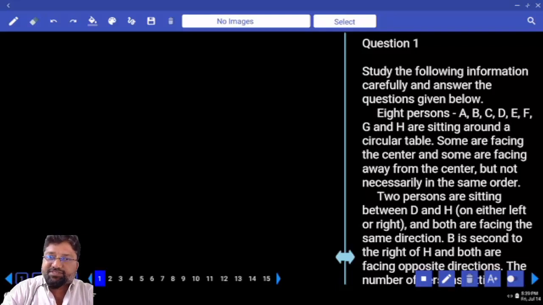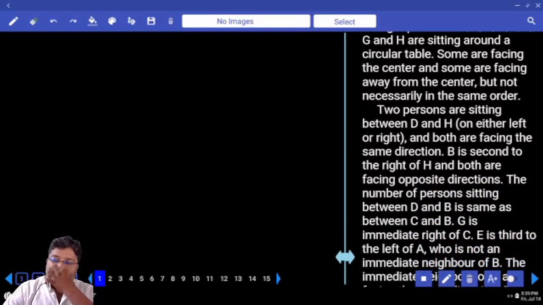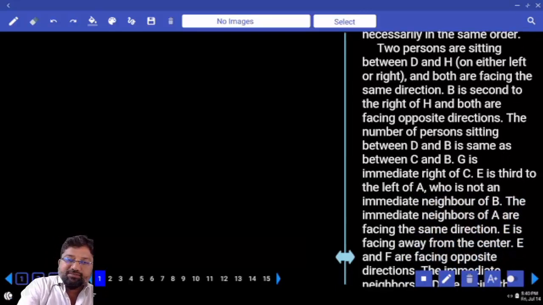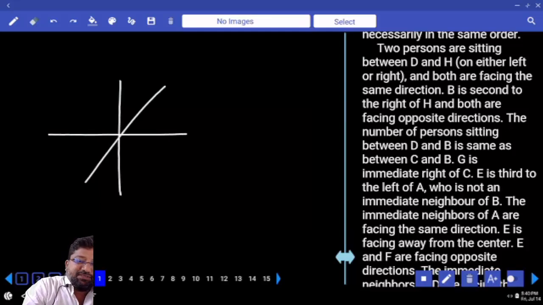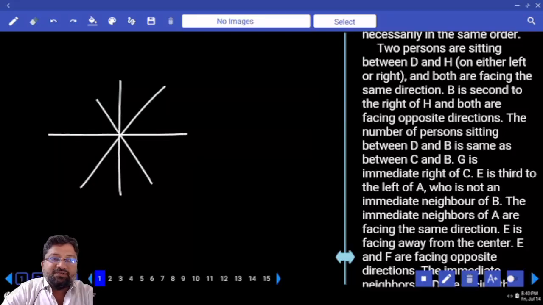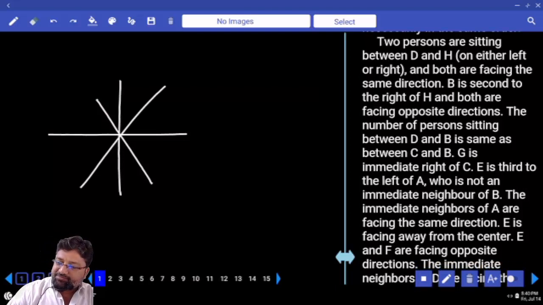that some of them are facing away from center, but not necessarily in the same order. So this is the question clearly where some of them are facing center and some of them are not facing the center. So you're not sure who is facing inside and who is facing outside. Many a number of times I told you, whenever you come across this type of question, we'll go in search of a clue where we'll come to know about the direction of at least one person.